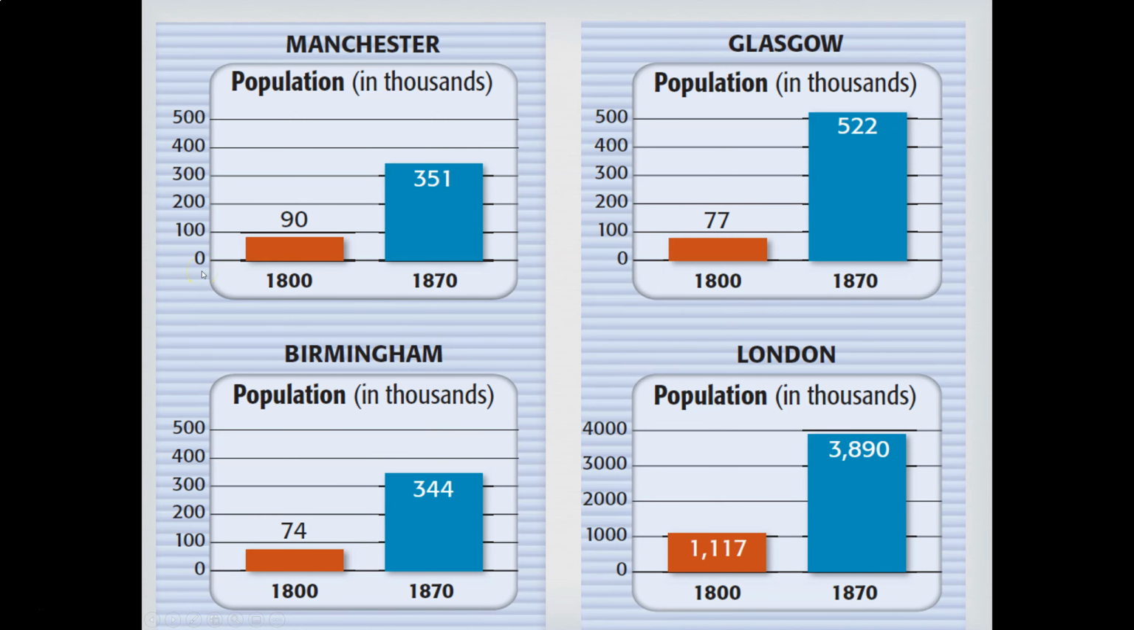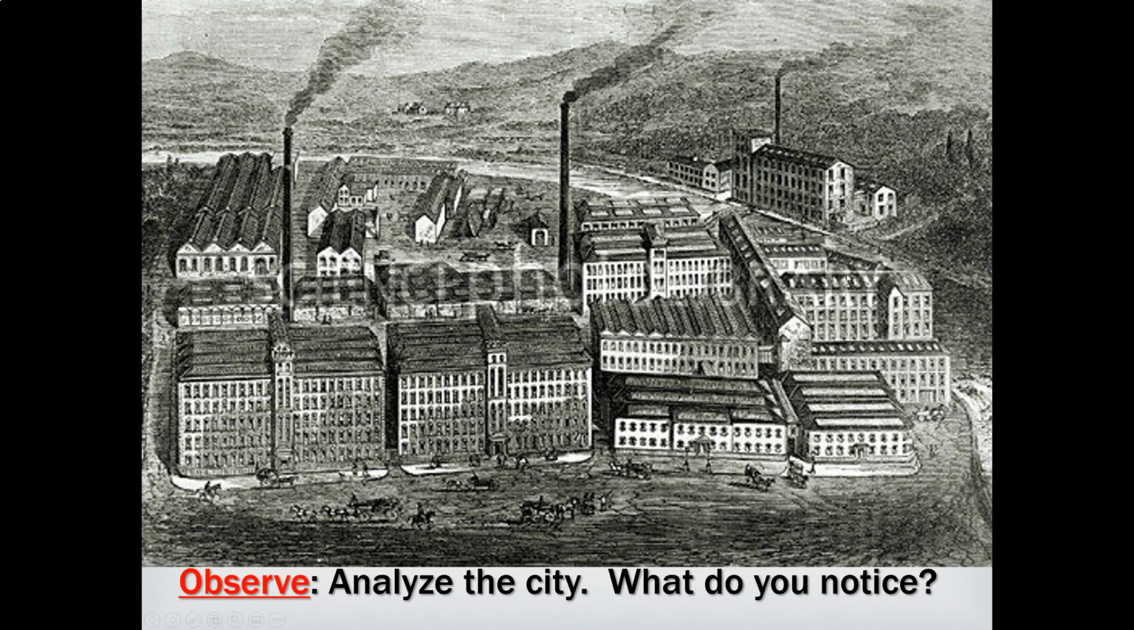So we can see this trend as we look at these graphs. Manchester, Glasgow, London, Birmingham, these are all British cities, and you can see the population growth is tremendous between those 2 years of 1800 and 1870.